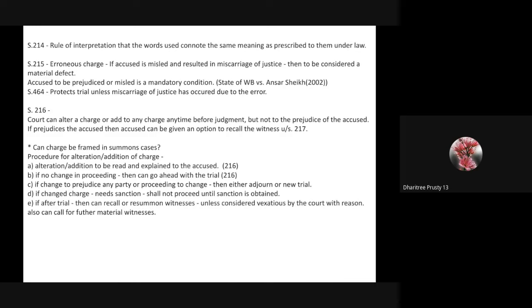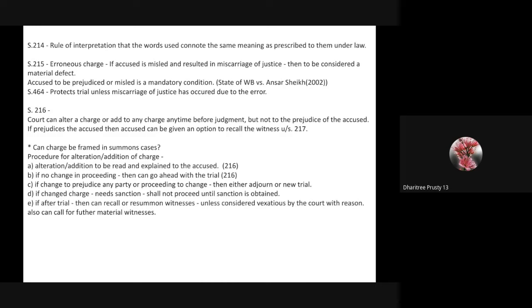Another question is, can a charge be framed in summons cases? Please answer me that question. Another question that I put before this was whether a sessions court or an appellate court can alter or add to any charge.